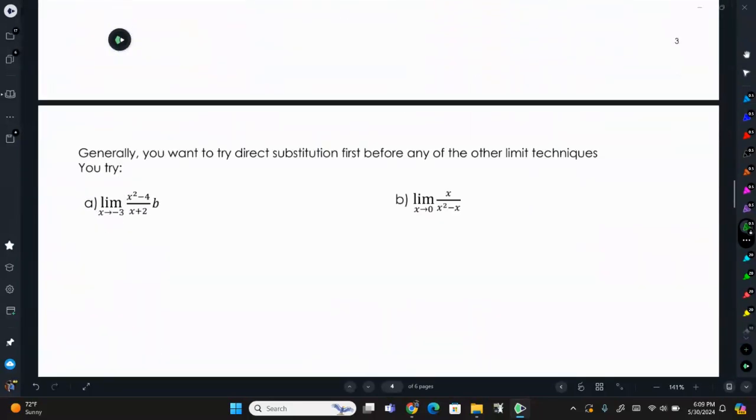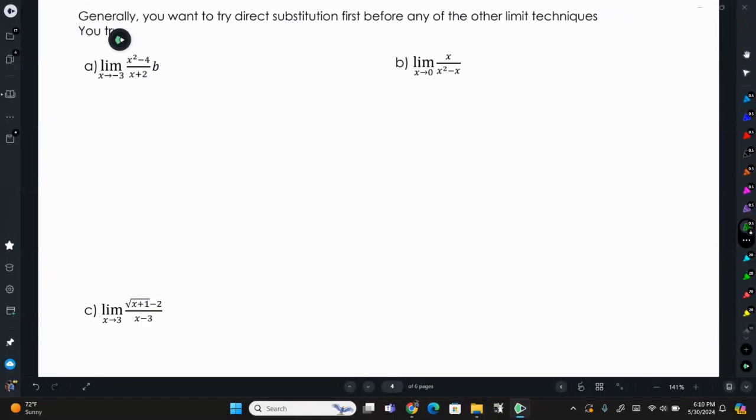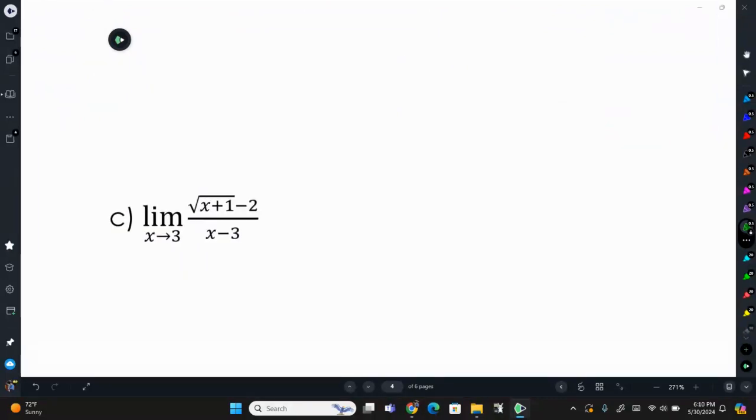All right, so on to the next page, I want you to try these three. All right, so letter C is another rationalizing one. So I'm going to give you the hint to multiply the top and bottom by the square root of x plus 1 plus 2 over the square root of x plus 1 plus 2. And you want to multiply out the numerator but leave the denominator alone, and then something will happen where you can cancel out the x minus 3.